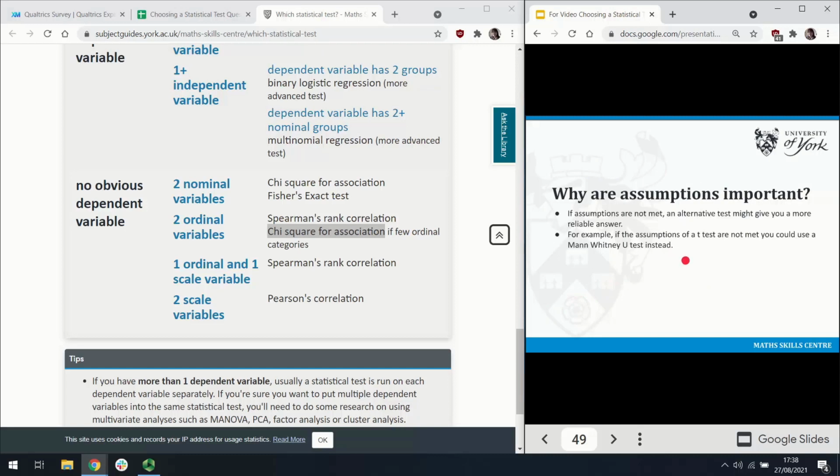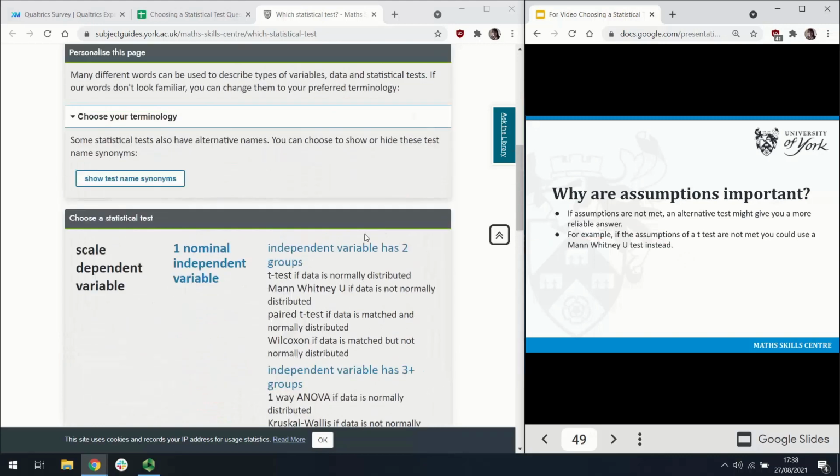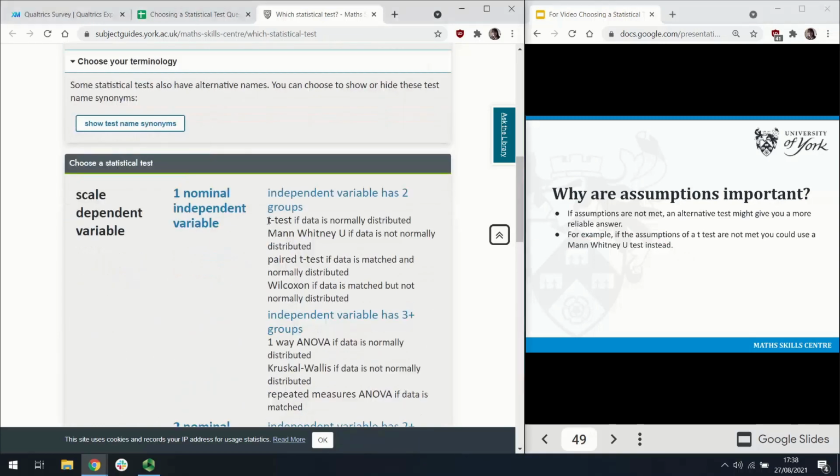Oh, sorry, before I do that, why are assumptions important? Okay, if your assumptions are not met, there might be an alternative test. So that's what's going on up here, right? So if we want to use a t-test, we have to meet all the assumptions. But if the assumption of normal distribution is not met, i.e. our data is not normally distributed, we have to use this alternative Mann-Whitney U-test.